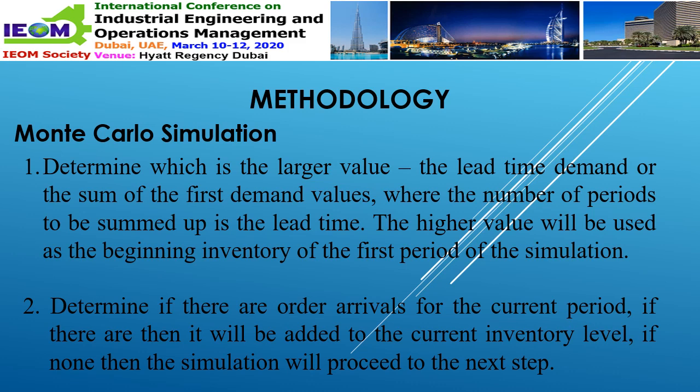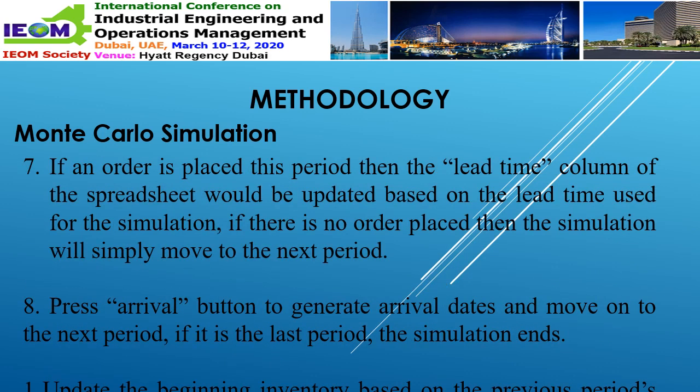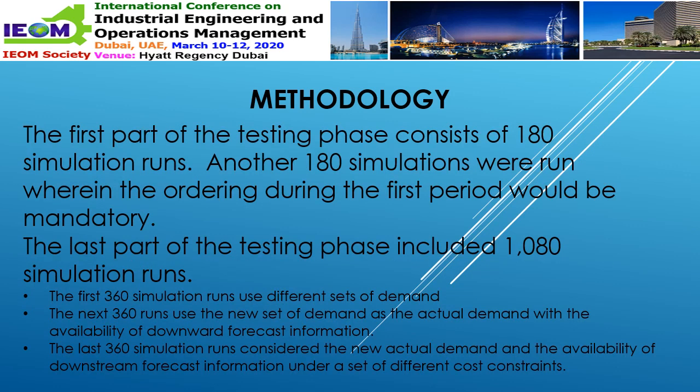Then we also use Monte Carlo simulation. So these are the procedures of the Monte Carlo simulation. The demand scenarios were generated in a way that would mimic the demand patterns exhibited by semiconductor products. So we use a semiconductor company as the case study. Demand variances for each scenario range from as little as 5 to 6 million to as much as 0 to 10 million. Then the first part of the testing phase consists of 180 simulation runs.